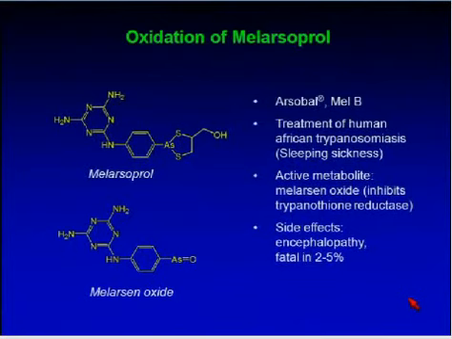I would like to come now to the last part of my talk. This is the oxidation of melarsoprol, which is used for the treatment of human African trypanosomiasis, which is sleeping sickness. And this is known to form an active metabolite, which is the melarsen oxide. And this is known to inhibit trypanothione reductase. This is the metabolite over here.